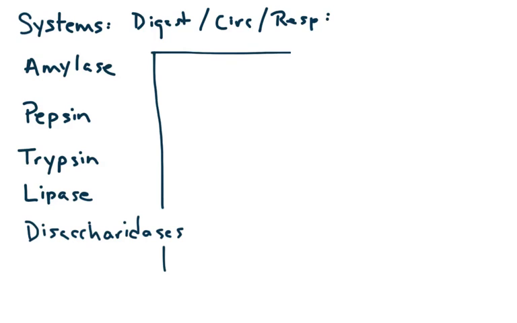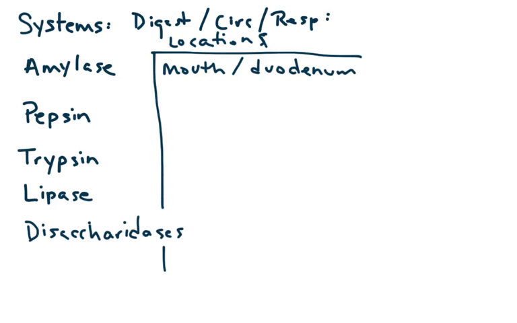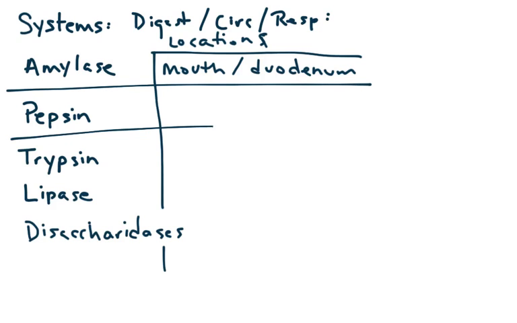And when you look at the locations where these happen, amylase is in the mouth, produced by salivary glands, and it's also found in the duodenum. Pepsin's found in the stomach. And what's special about pepsin? It needs a low pH to work. It needs a pH of about 2. Okay, so you need acid for it to work.